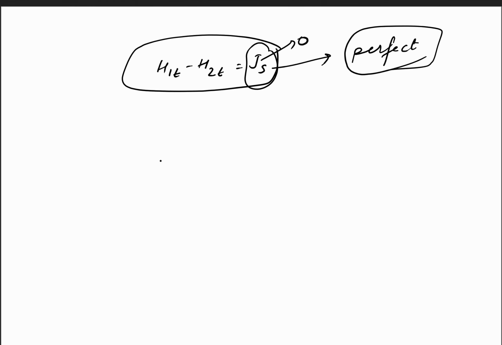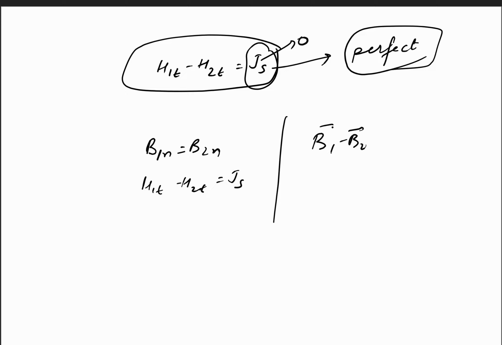So in this way we have derived both of the boundary conditions, that is B1n is equal to B2n, H1t minus H2t is equal to Js. I have also derived them in the vector form, B1 minus B2 dot an2 is equal to 0 and H1 minus H2, an2 cross, is equal to Js.